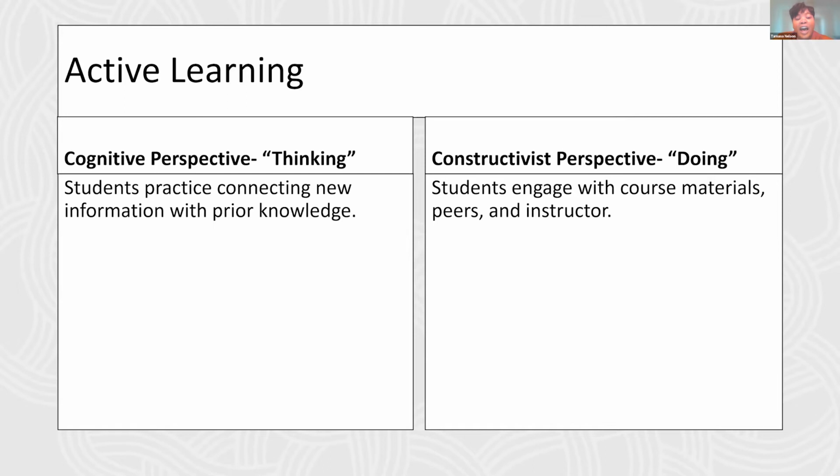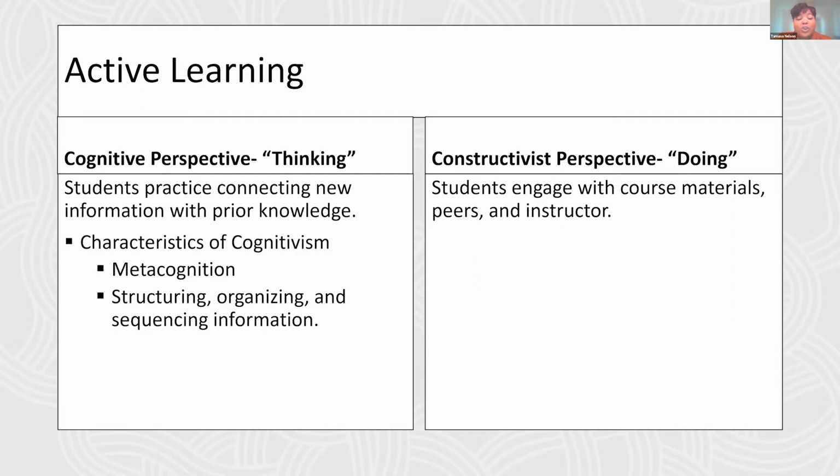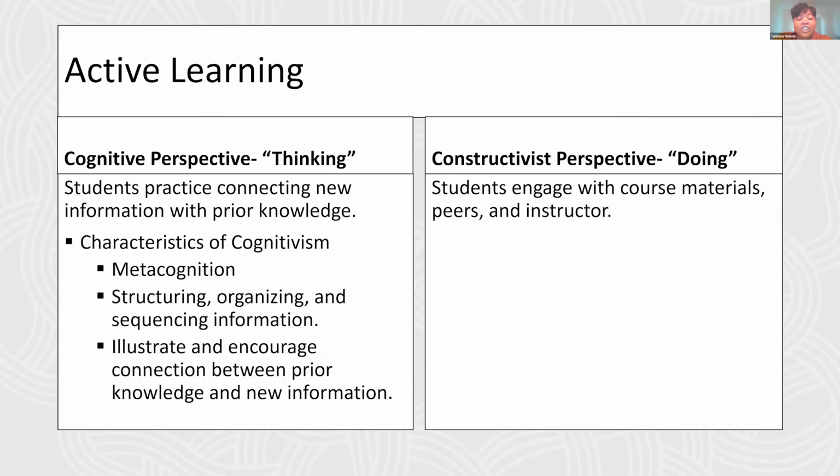So from the cognitive perspective, remember, the cognitive and constructivist perspectives contribute to active learning. The cognitive perspective is thinking. So students practice connecting new information with prior knowledge. Some of the characteristics of cognitivism are metacognition, where students are self-aware of their own thought process, structuring, organizing, and sequencing information. And then they're illustrating, and they're also being encouraged to connect between prior knowledge and new information.